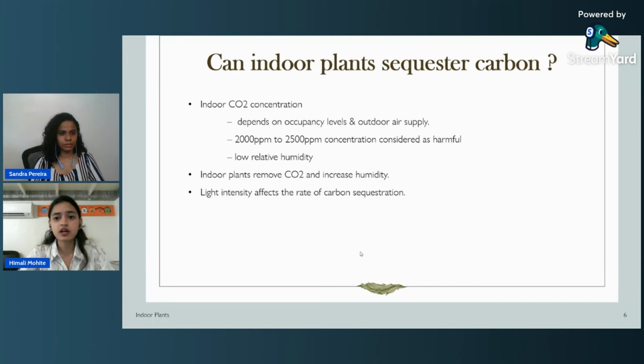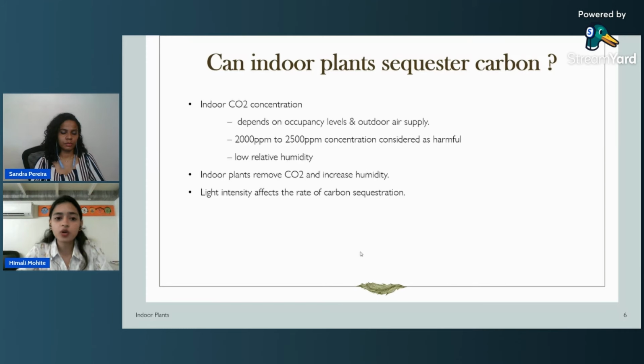So an office is occupied by many employees. So they exhale carbon dioxide, which gets trapped into that room. And we mostly observe that the office doors and windows are always closed. So there is low ventilation rate. So what happens is the CO2 concentration increases.